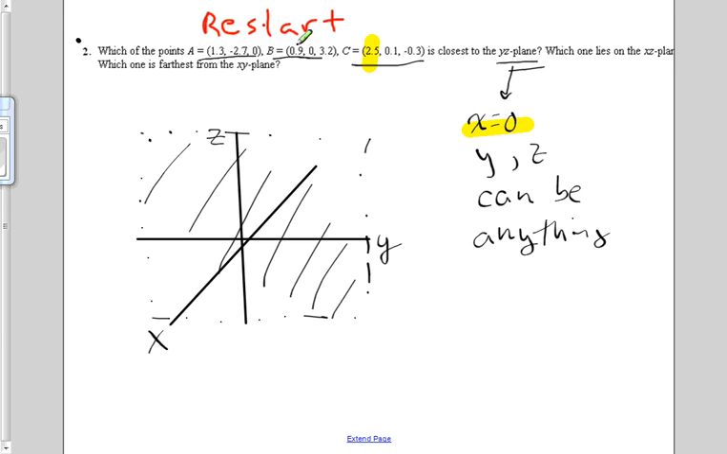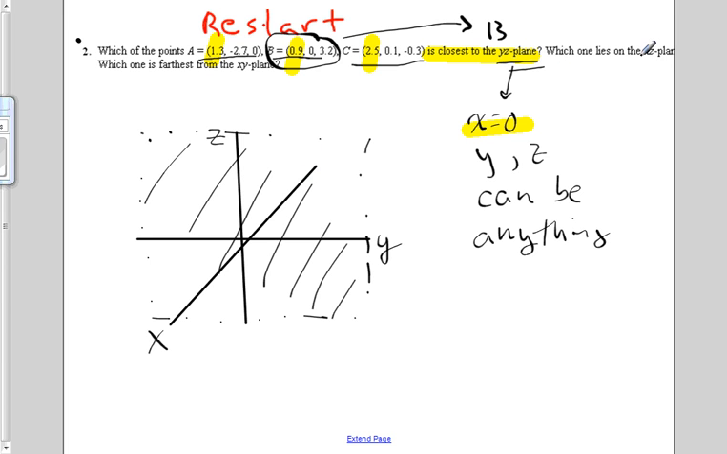We've got 2.5, 0.9, 1.3. So which is closest to the YZ plane? 0.9 is the smallest. So which is closest? B is closest.